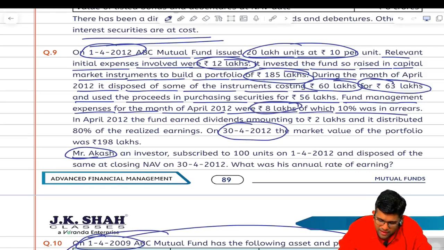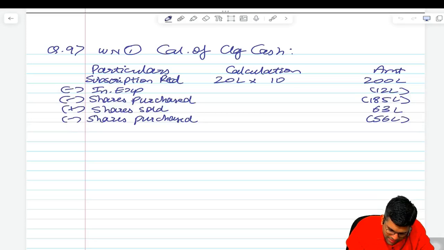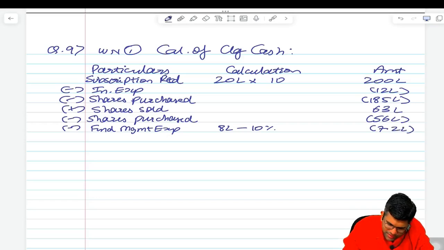By the way, have we seen these fund management expenses earlier? Yes. Operating expenses paid during the year. Now we have seen that. Same thing. Fund management expenses during the year is 8 lakh. So I was supposed to subtract this 8 lakh from the cash balance. But then they are saying, no, 10% we are going to delay. 10% we will pay in arrears, means next month we will pay. Everyone ready? So do you understand, from the cash balance, the entire 8 lakh will not go, 7.2 lakh will go. Everyone clear? So here I will write minus fund management expenses 8 lakh minus 10%, 7.2 lakh rupees got spent here.